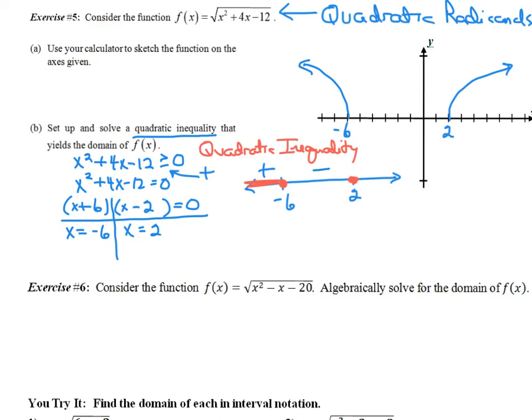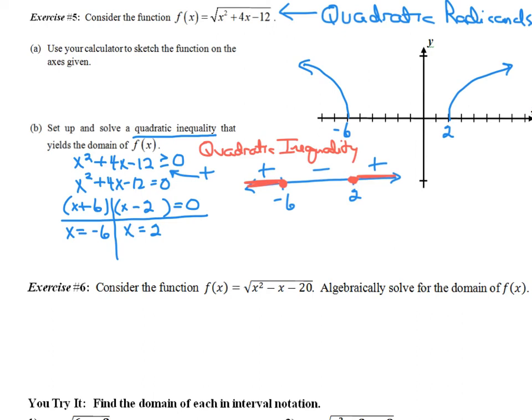Instead, let's look for a number bigger than 2. How about 4? When I test it in here, 4 plus 6, positive. 4 minus 2, positive. So my product is positive, and we're going to color that part in as well.